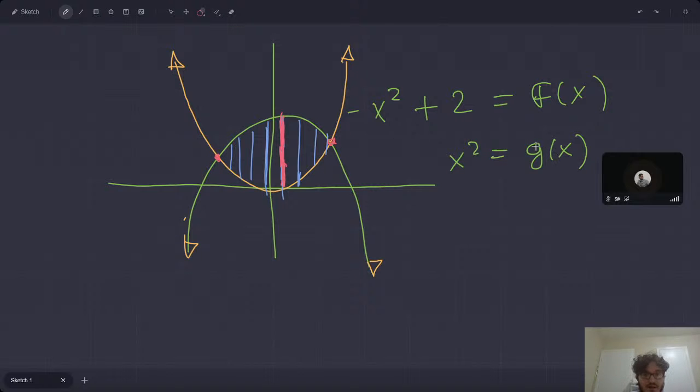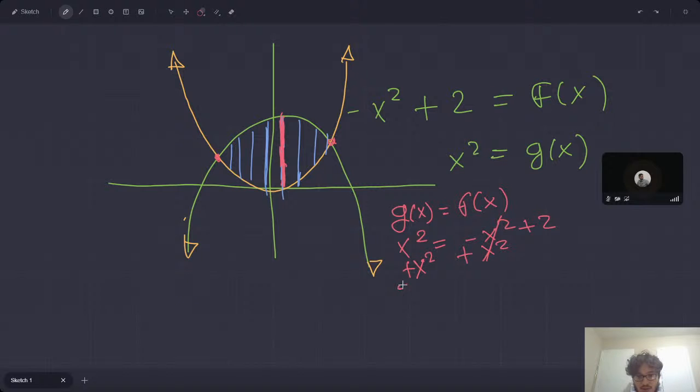So first, of course, naturally, you will need to find the points of intersection by setting the two functions equal to each other. So like g of x equals f of x. And at those points of intersection, we have that x squared equals negative x squared plus 2. Add x squared on both sides, and then you have 2x squared equals 2. So that means that x equals plus or minus 1. I try to make the numbers easy so that it's not too complicated, right? So this is x equals negative 1, and this is x equals 1.